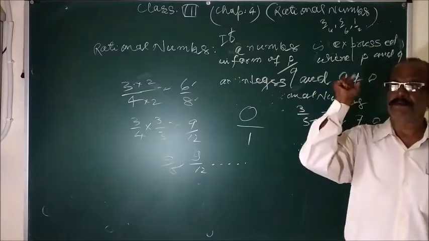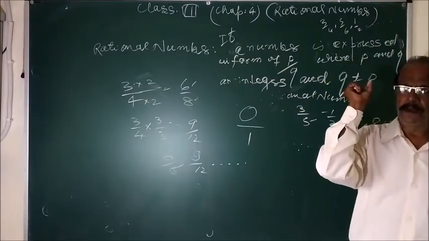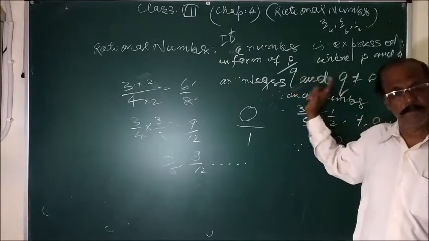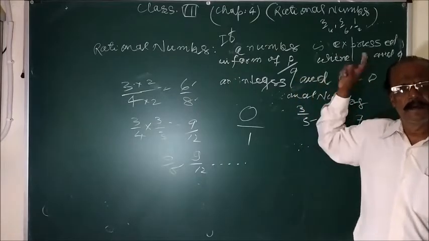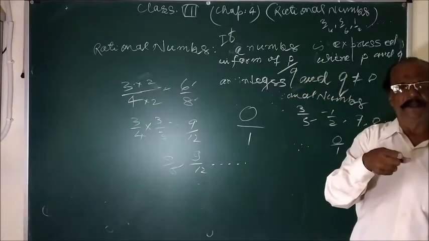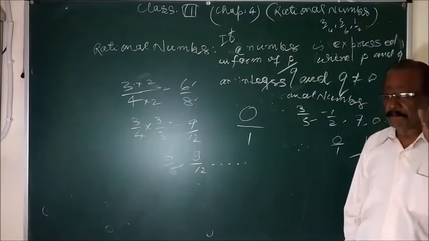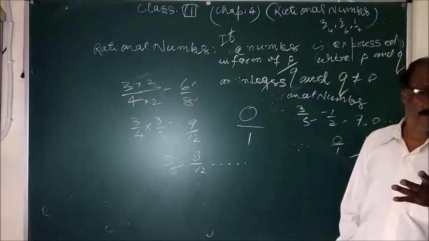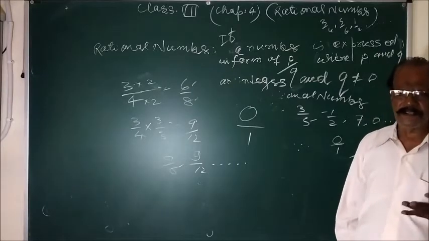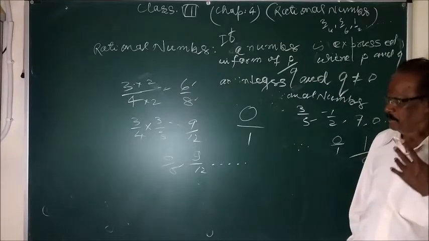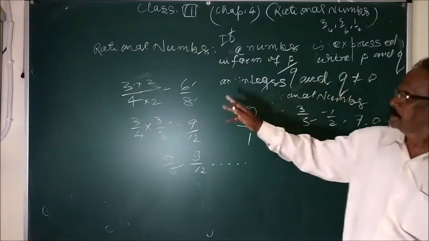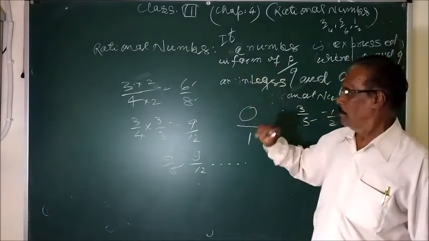Any number, if you write it in the form of a by b or p by q, and p and q are integers, and q is not equal to 0, then p by q is a rational number. Otherwise, it is not a rational number. Not rational numbers, I will explain next time. But this is the explanation of rational numbers.